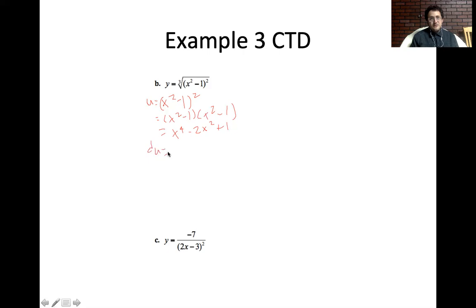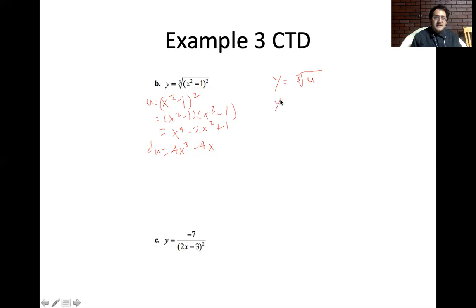And then my du would be, when I take the derivative of that, 4x to the third minus 4x. And the plus 1 goes away. You could actually do the chain rule and get a slightly different form. This is kind of like a chain rule within a chain rule. But I just want you to have the experience of worrying about the radical and the function inside. So this function is really just the third root of u.